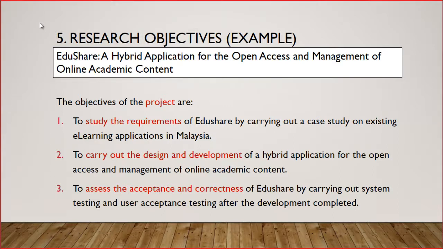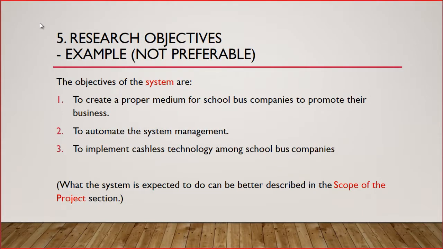So that's not good. You must at the same time highlight the process, and it must relate to what you are doing for your title. Okay, so you can see that this is how we write the objectives. Now, these are several examples that I consider not preferable. I'm not saying that it is wrong, because if you look into previous theses, many are like this. I've taken this from a previous thesis. It's not preferable. It's not good.